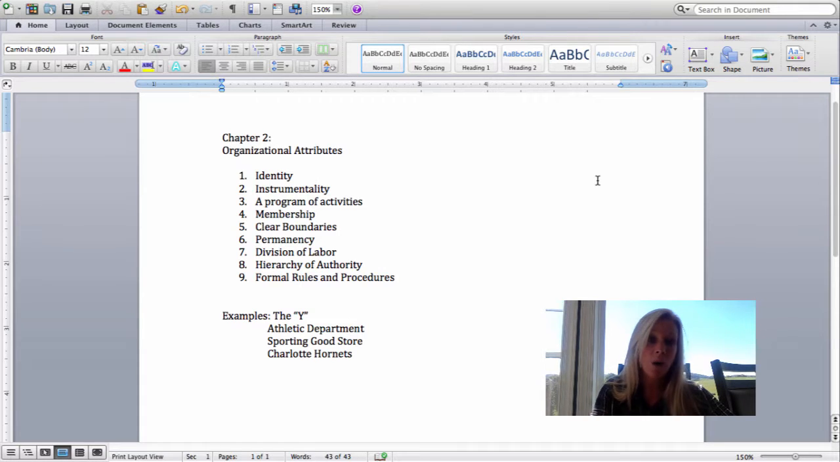We'll look at the Y, formerly known as the YMCA, and we're going to look at an athletic department, whether it be Division I NCAA or NAIA, Division II, Division III, because each of those divisions are going to have different attributes as well. Maybe a sporting goods store.